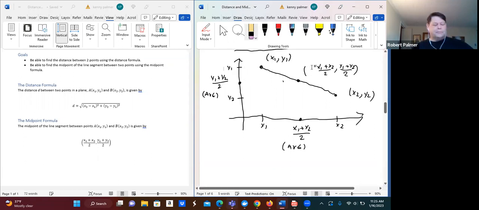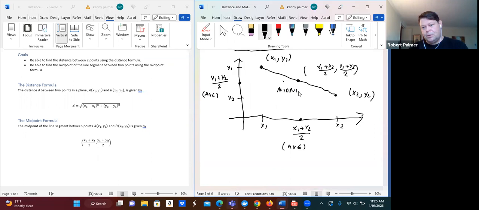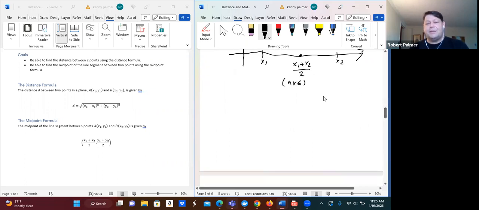There we go. Okay, so that then gives us our midpoint of this line segment in between these two. This is our midpoint. Okay, so that's where this comes from. Now, let's actually do a couple examples where I actually find the midpoint.